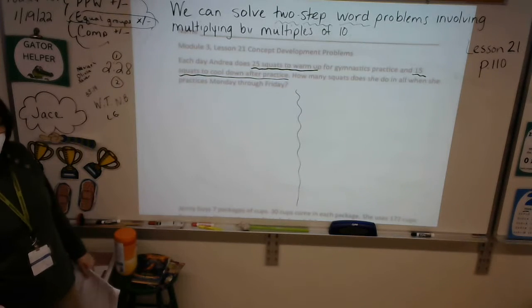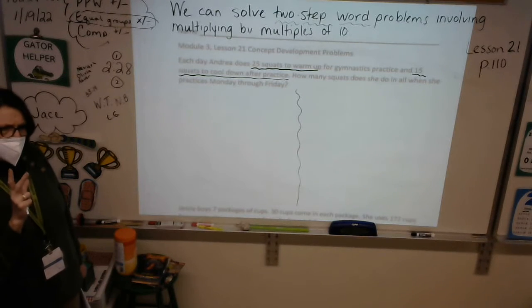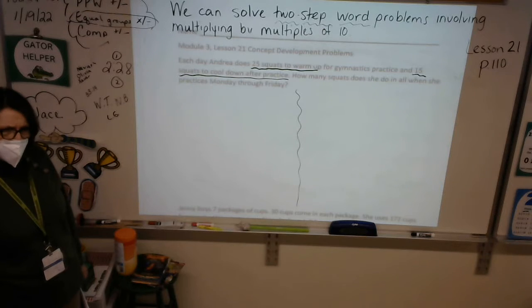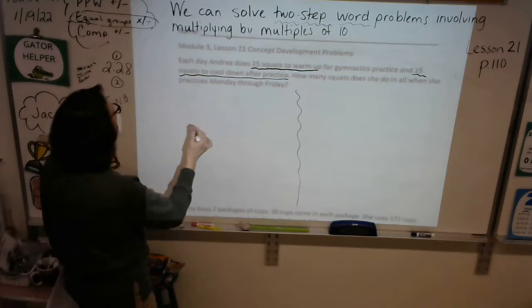So before we can figure out how much she does all week, let's figure out how much she does for one practice. So what concept is that? 25 squats beforehand, 15 squats afterwards. Everybody knows what it is. Part, whole. Nice job, Nevaeh. I'm so proud of you, girl.